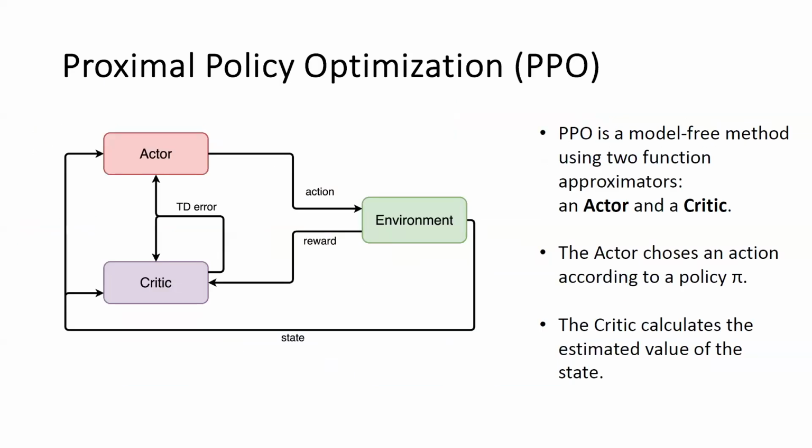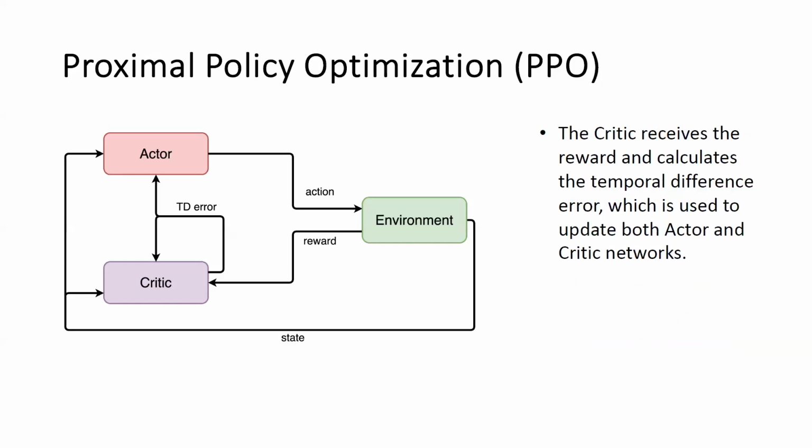So proximal policy optimization applies an actor and a critic, and both of them are neural networks, and both of them are optimized with the temporal difference error. The actor is also called policy in the literature, and the critic receives the rewards and tries to estimate the temporal difference, which is used to optimize both actor and critic.